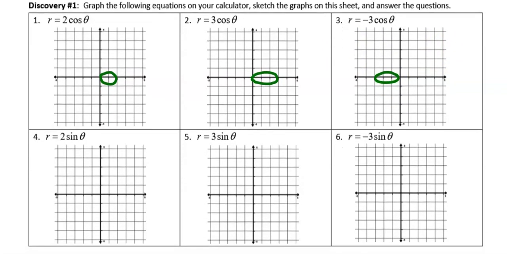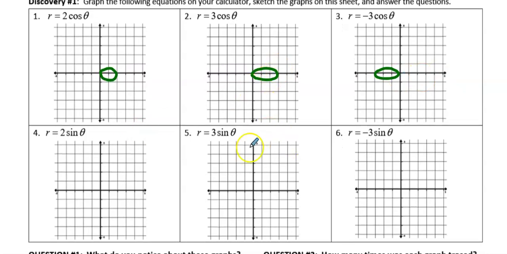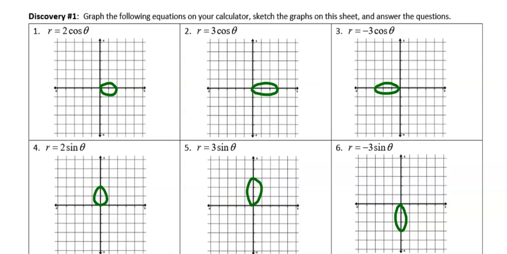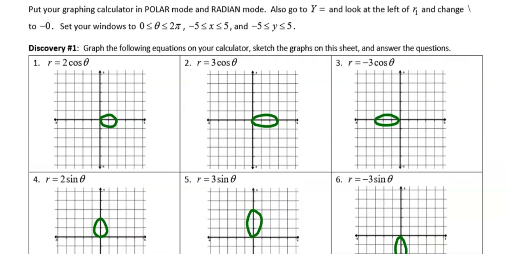For 4, 5, and 6, they're all sine, so they're going to be symmetric to the y-axis. 2 sine of theta means that we're going to go up 2. 3 sine of theta means we're going to go up 3. And negative 3 sine of theta means we're going to go down 3. That's great, but that's not calculus. That's just really straightforward pre-calc, how to graph the problems.